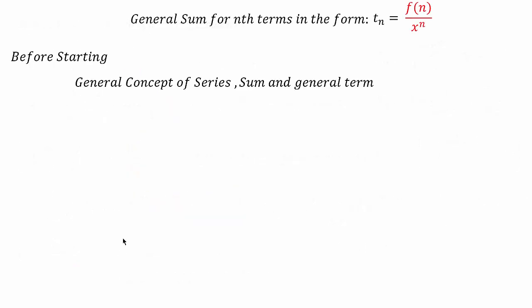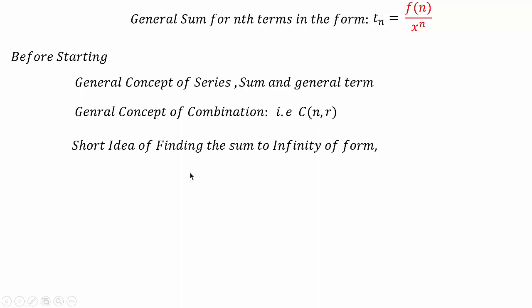So before starting, you must have the general concept of series, sum, and finding the general term. And also you need to know the concept of combination because we are going to use the concept of combination to find the general patterns. And also I have already created the idea for finding the sum to infinity, where the sequence is in this form by using a rule which I call the rule of diagonalization. So you can refer to that video, which I will be keeping in the description. It will be very helpful for you to find the sum of the series to infinity, and we will use that rule here to find the sum for nth term.